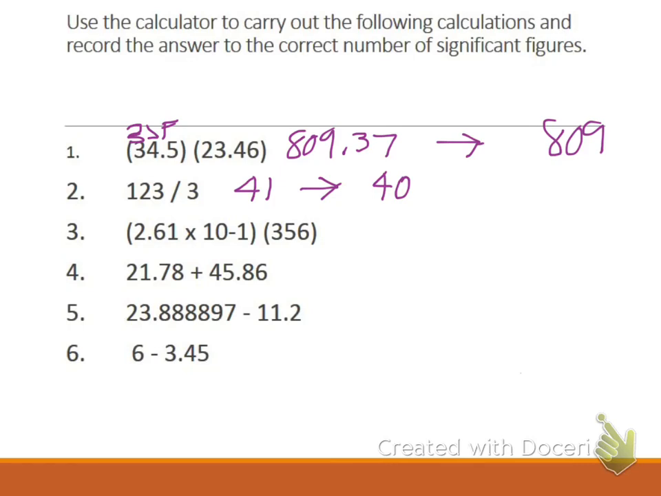That next number is 2.61 times 10 to the negative 1. It just got typed in funny, and it was making people get different answers because they were typing it in differently.